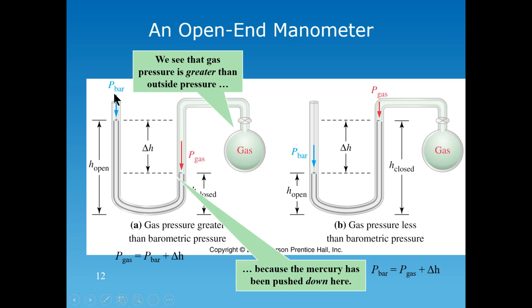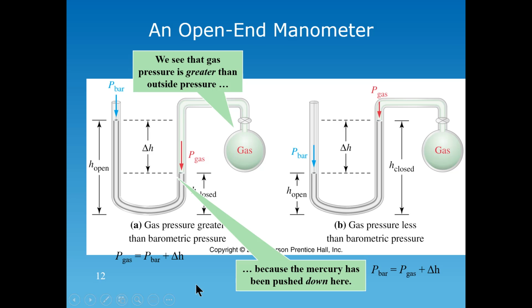And the difference between those two pressures would be equal to delta H, right? So we can write down an equation relating the barometric pressure, the pressure of the gas, and delta H: the barometric pressure plus delta H would be equal to the pressure of the gas. That's the equation right here. The pressure of the gas is equal to the barometric pressure plus delta H, the height difference between the two mercury levels on either side of the U-shaped tube.